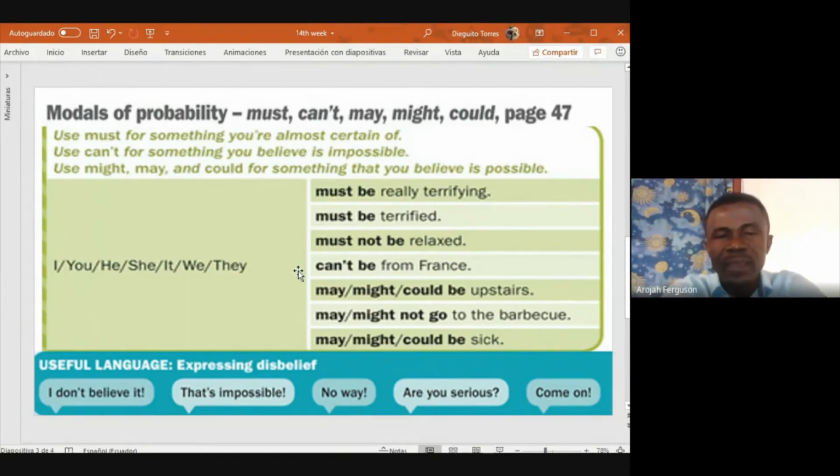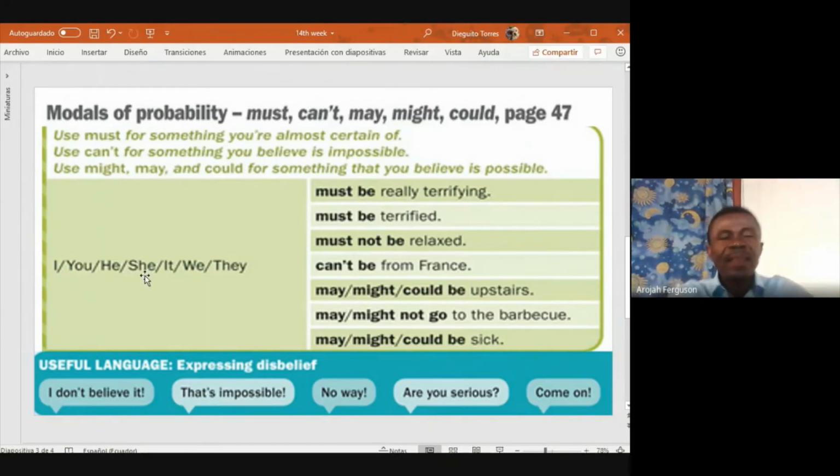Good. On we go. May, might, or could be. So where are the students? They may be upstairs. Okay. Where is he? Where is the boy? He could be upstairs, or he must be upstairs. Where is the little girl? She might be upstairs, or she might be in her room, or may be upstairs, could be upstairs.